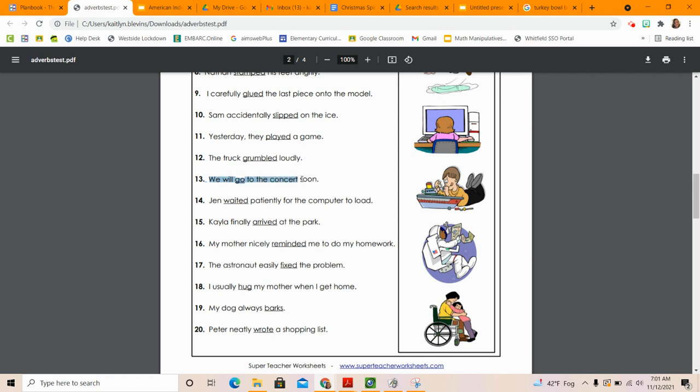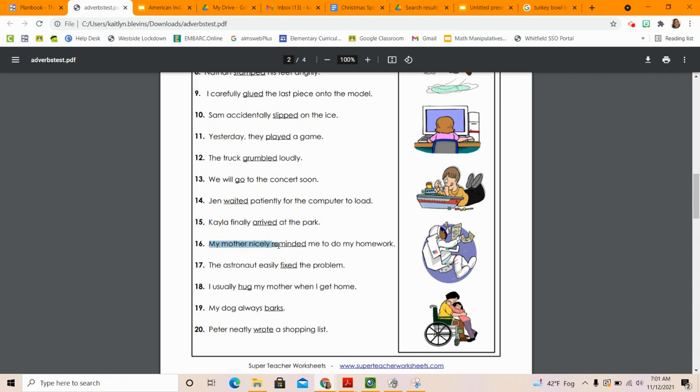13, we will go to the concert soon. Go is the verb. Circle the adverb. 14, Jen waited patiently for the computer to load. Waited is the verb. Circle the adverb. Which one describes how she waited, when she waited, or where she waited? 15, Kayla finally arrived at the park. Arrived is the verb. What's the adverb?